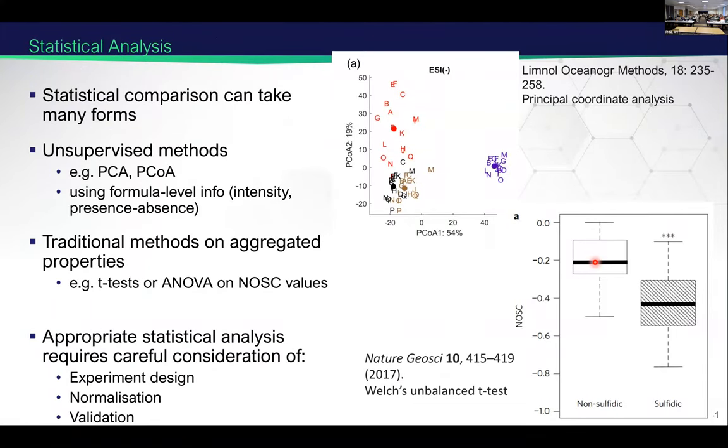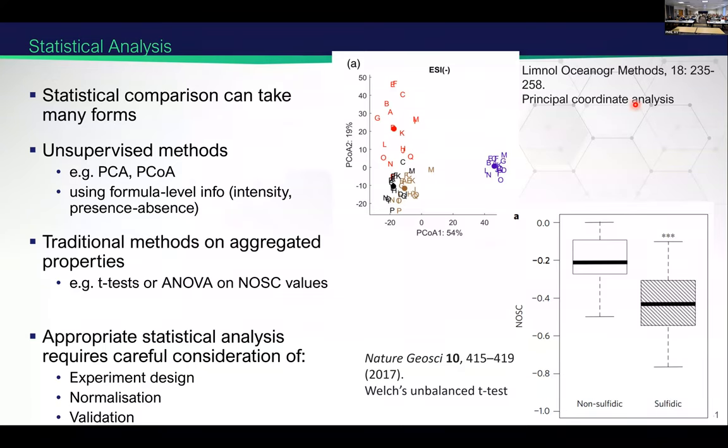So statistical analysis is complicated and can take a bunch of different forms. We've already mentioned a few different options so far today: ordination analysis, dimensionality reduction, for example principal component analysis or principal coordinate analysis. And this can be using formula level information, i.e. the presence or absence of features in a data set or the intensity of those features across data sets. Or you can do traditional statistics, such as t-tests or ANOVA or whatever you want to do.